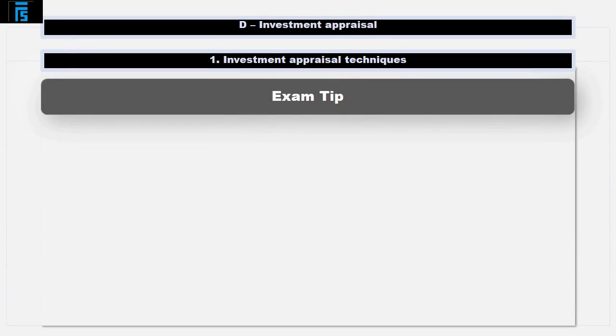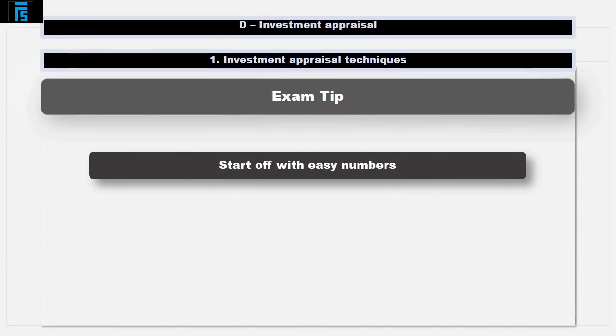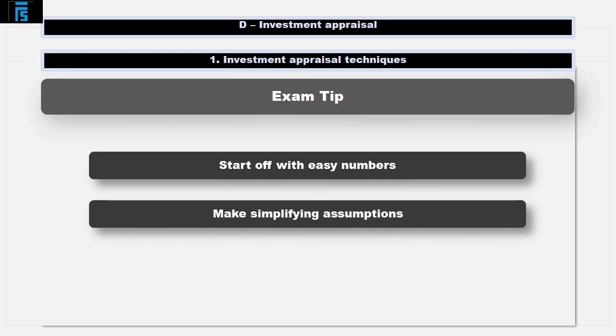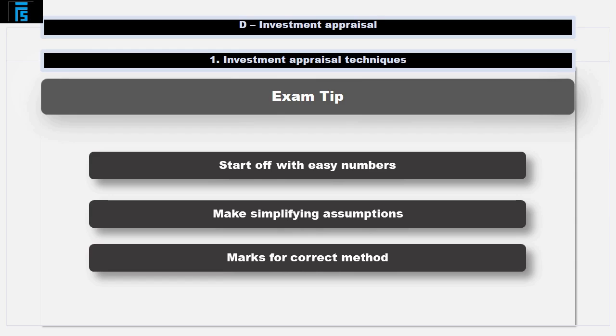Then, in the exam, start off with the easy numbers and put those in the pro forma and work your way up to the harder numbers. If you can't do the harder numbers or you're running out of time, make a simplifying assumption. This exam is method marked, which means even though you won't get any marks for that number being correct, you get credit for how you use that number later on.